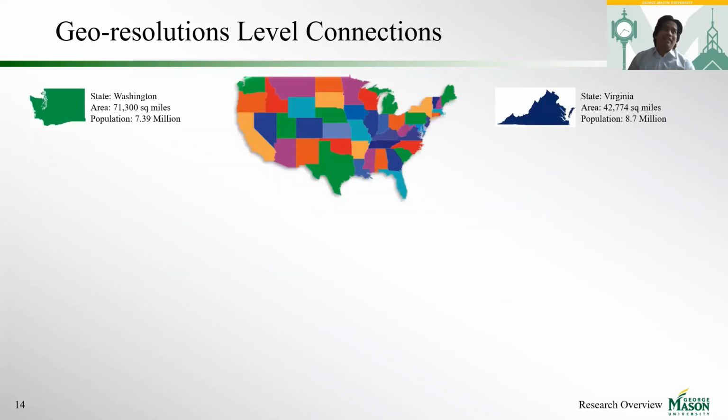Then another way, think about what the geo-resolution levels of connections between Washington and Virginia can be.